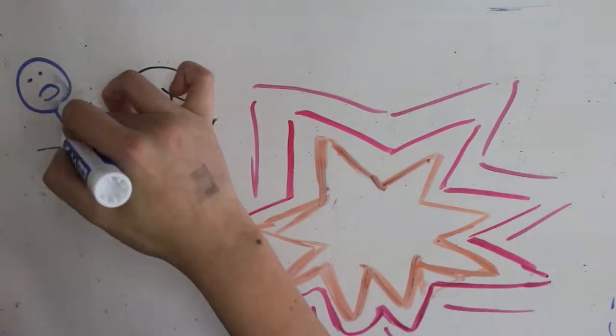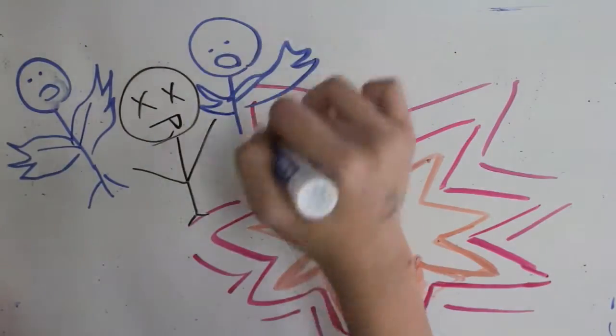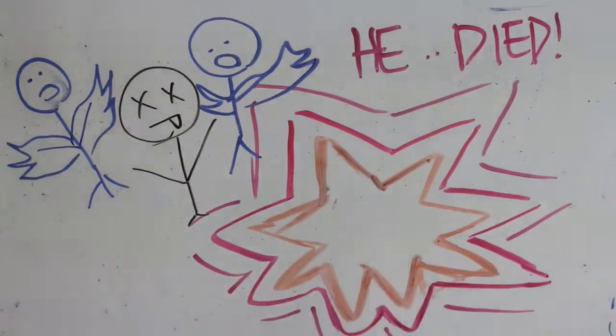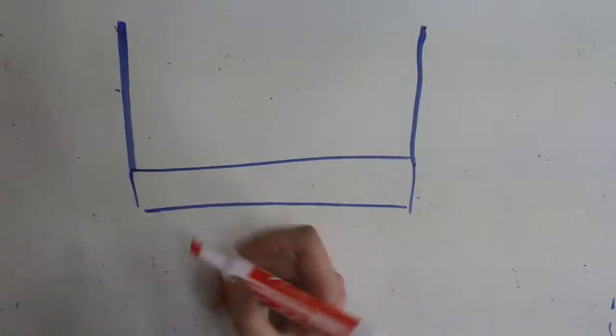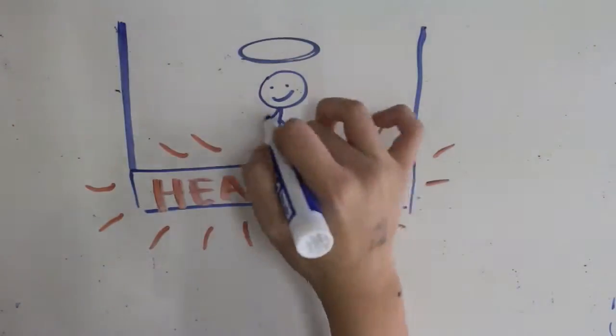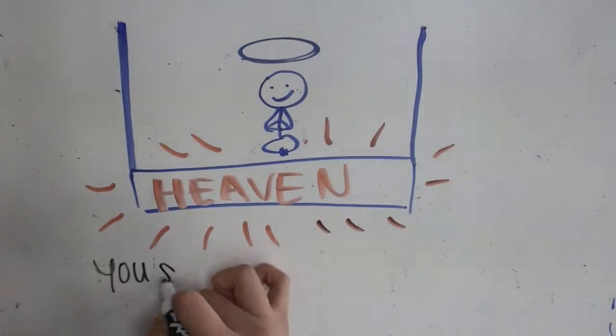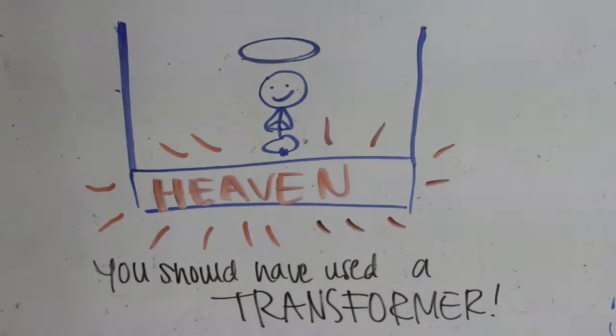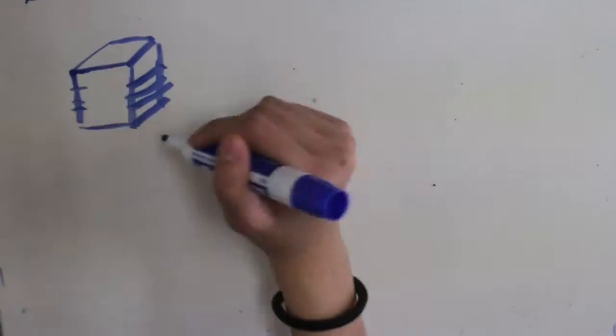And then out of nowhere, these two angels came and they picked him up. So Bob ends up in heaven and he meets this angel that tells him that he died because he didn't use a transformer. And Bob asks him, what is a transformer?